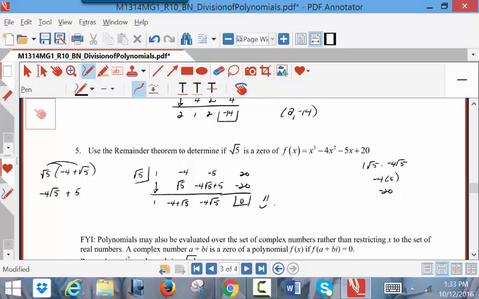Okay, so the radicals, they're just trying to make it hard. They're trying to figure out a way to make it hard. So this now creates the point. The remainder theorem says that this now creates the point square root of 5, 0. Is it a 0 of the polynomial? Yep, it's an x-intercept.